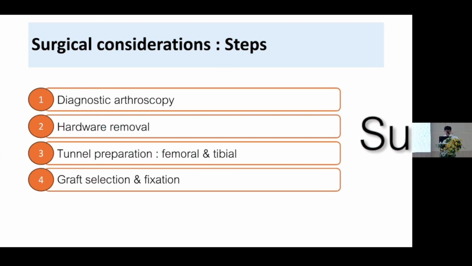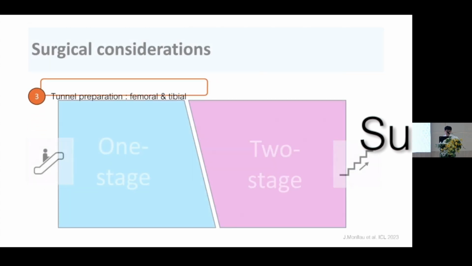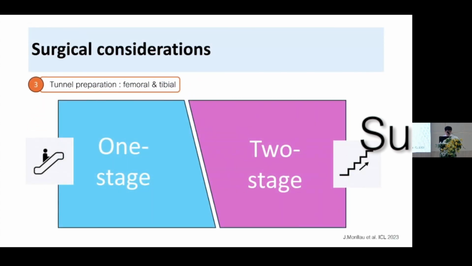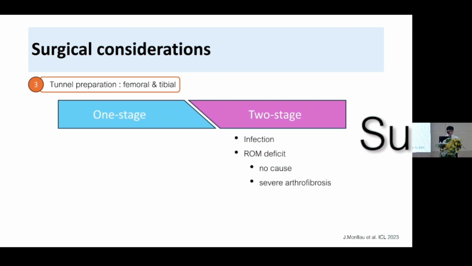Next is tunnel preparation. This step is one of the key steps of the revision. So the decision is whether to provide 1 or 2 stage revision, depending on multiple factors that must be considered. Even though it is not frequent, a 2-stage revision is mandatory if an infection is suspected. And in planning a 1-stage ACL revision, in the case of significant range of motion deficit, we need to analyze the cause. If it is not detectable or is due to severe arthrofibrosis, a 2-stage surgery is recommended.